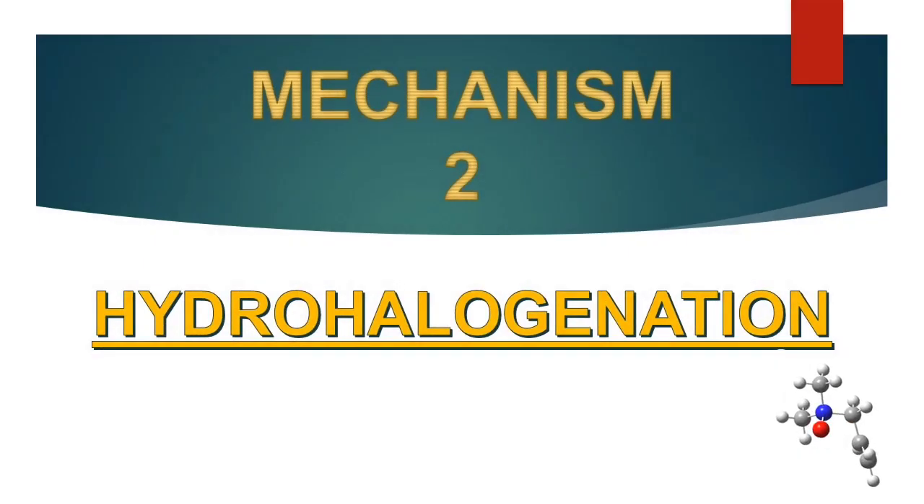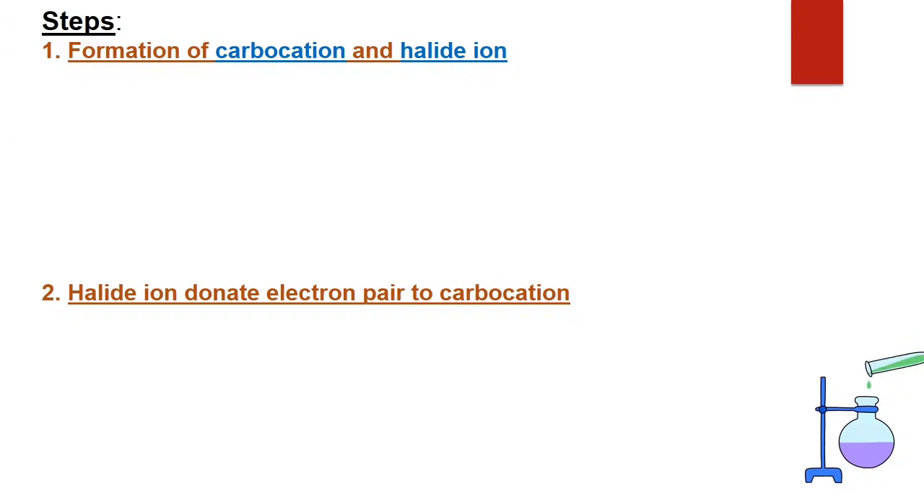Okay, so now we are going to focus on the mechanism of hydrohalogenation. Alright guys, this mechanism consists of two main steps, the first one is formation of carbocation and halide ion. How? Like this class.